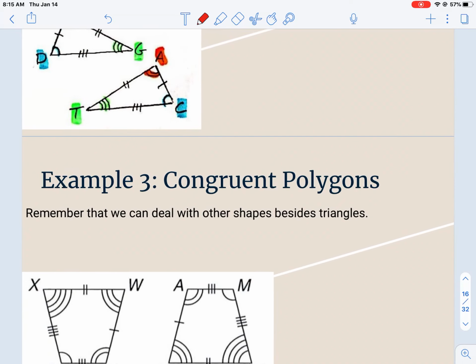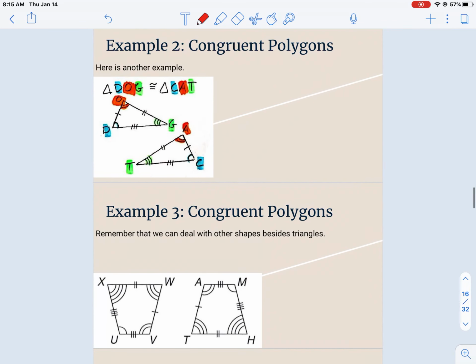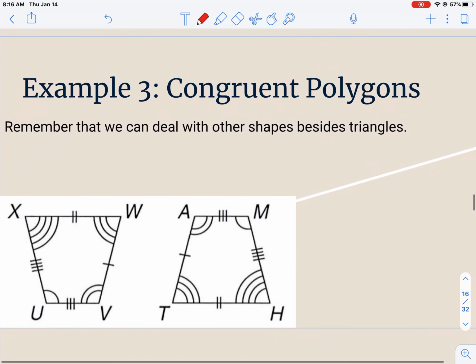So remember, we said that polygons are congruent if they have matching or corresponding, as we say, congruent sides and corresponding congruent angles. If you see in example 2 up the top, you've got two triangles, and we wrote a congruent statement: triangle DOG is congruent to triangle CAT. And remember, the matching number of arcs tells you which angles are congruent, and the matching number of slashes tells you which sides are congruent. We did that for triangles, but obviously the section is called polygons, so we could do it for many other things as well.